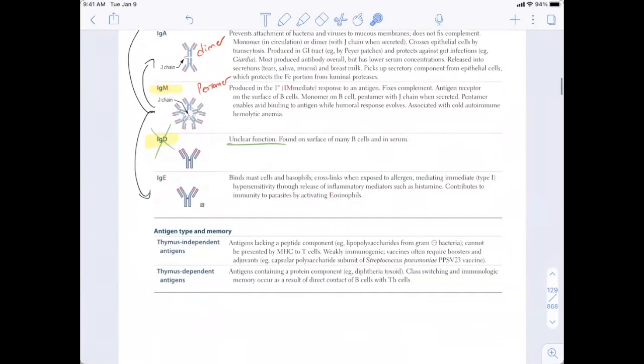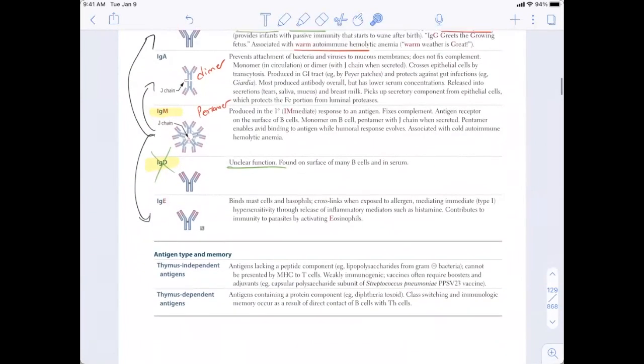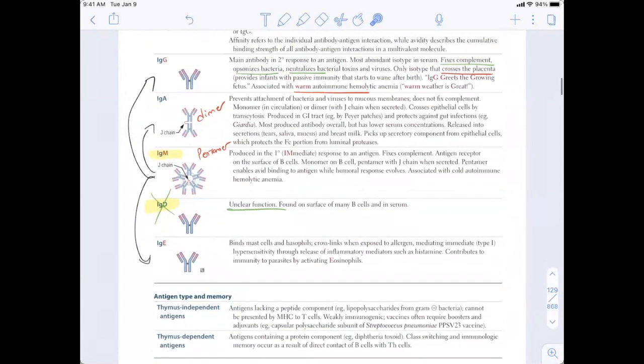I have a question. Yeah. Let's say it's a pentamer as an example, how does that type of question look? How does it present?